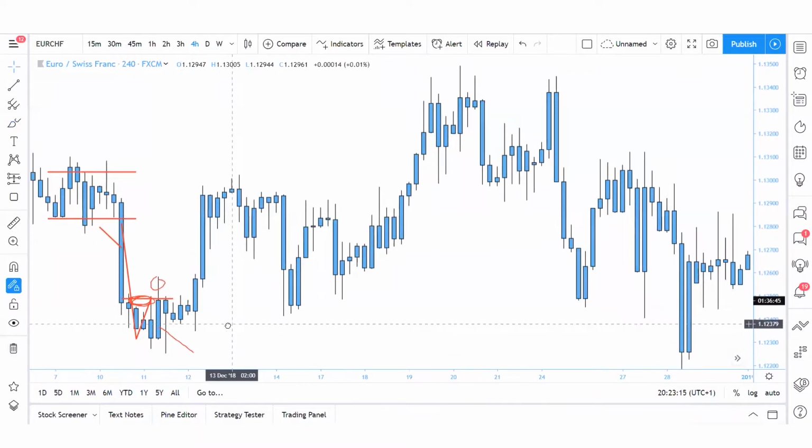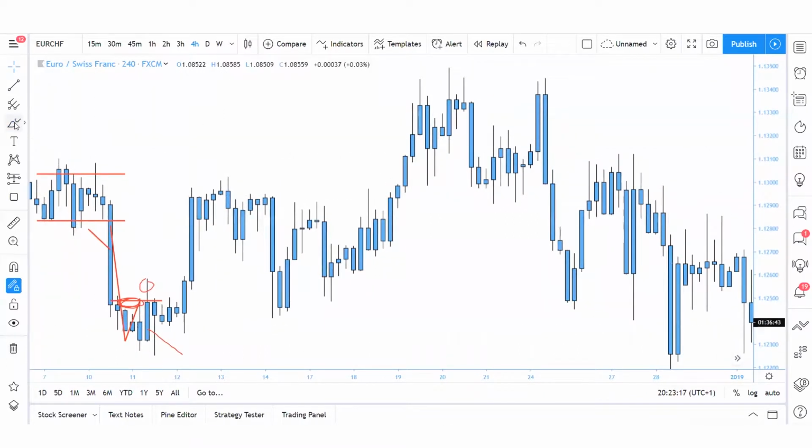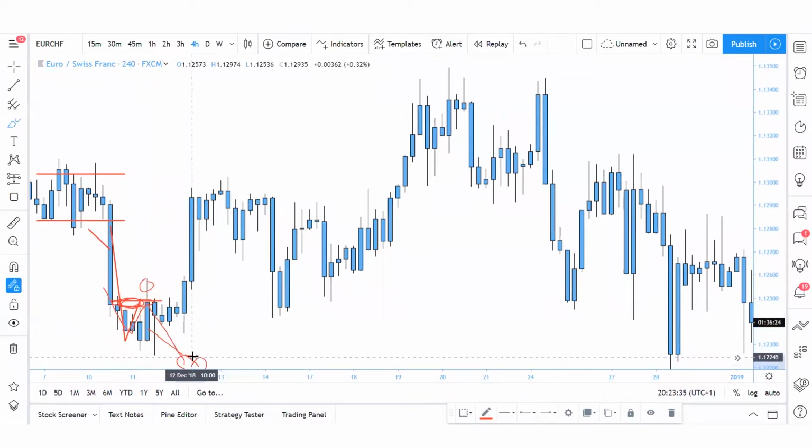Okay, so what do you need price to do? I need price to break that structure and make a strong 4-hour candle, making a new high, and make a new lower low if we're sell bias. Oh no, I thought we were talking about buy. Yeah, sell bias. So when price pulls back to this major level, we need a lower low of this structure.